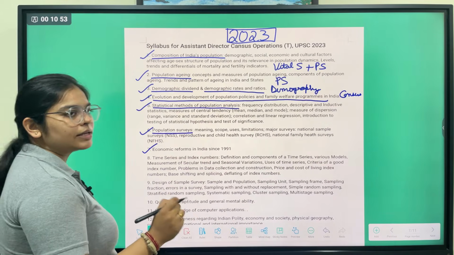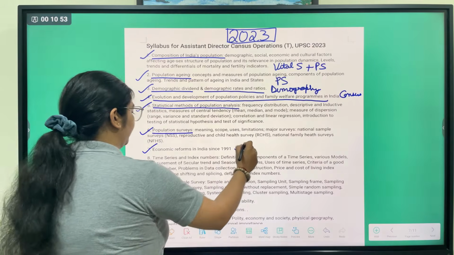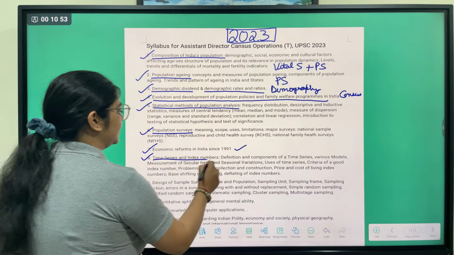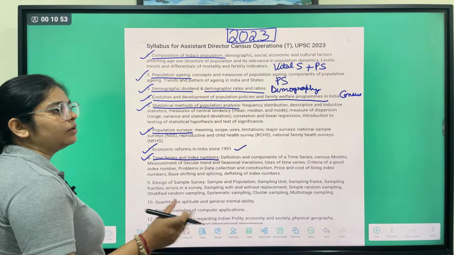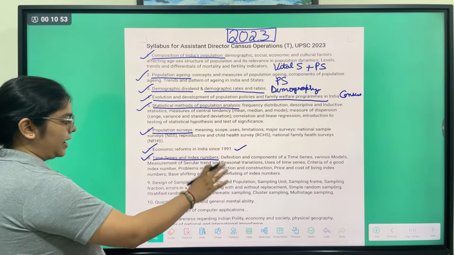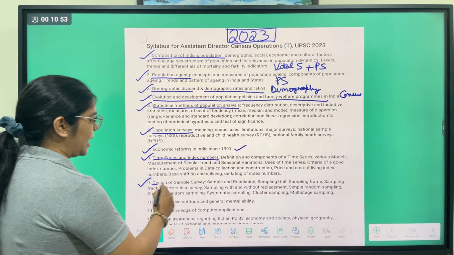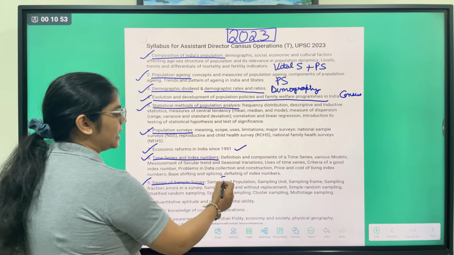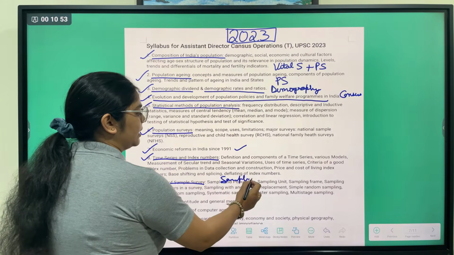Economic reforms in India since 1991 will also be covered by us. Time series and index numbers, important part. Many questions have come in the PYQ, if you see it clearly, and will be covered by us in very detail. Design of sample survey, which is nothing but sampling only, will be covered by us in detail.